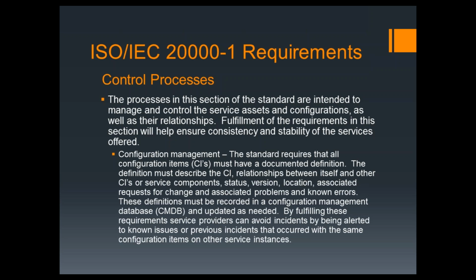The first part of this section talks about configuration management. The standard requires that all configuration items, or CIs, must have a documented definition. The definition must describe the configuration item, the relationships between itself and other CIs or service components, its status, its version, its location, any associated requests for change or incidents, problems, known errors. All this must be recorded in a configuration management database and be maintained and updated as needed.